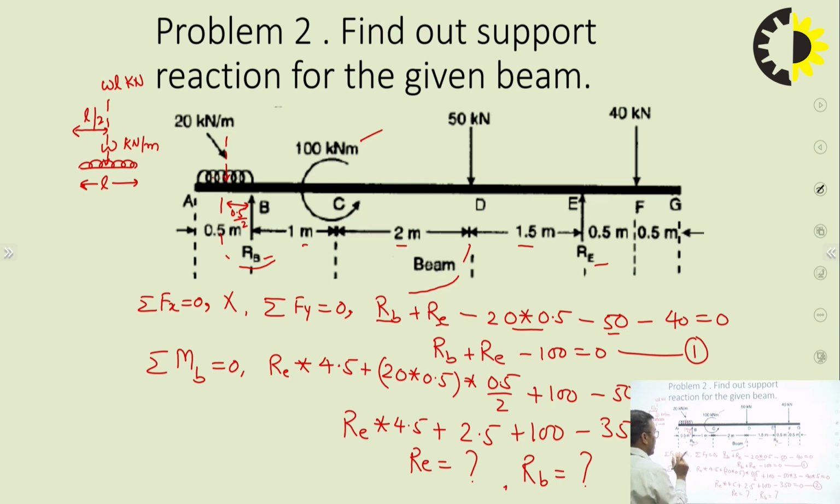So these are the two cases. The first case was related to the UVL and simply supported beam. The second case is based on the overhanging beam because some part of the beam is not supported. Okay, AB and EG are in the air, so it is overhanging. In this, we discussed UDL, point moment, like this.